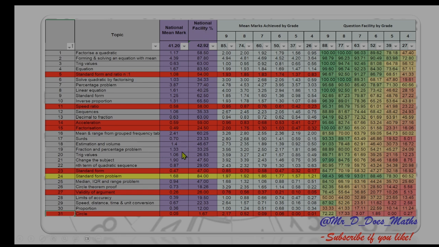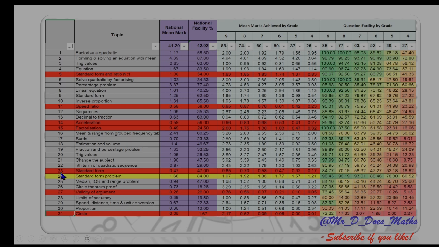Then I chose and placed the topics based on their national facility, which is why this circles question is an interesting one, because technically by national facility percentage it came out as the hardest, but actually for grade 9 students it wasn't their worst. You can see how that's kind of an anomaly. That was just so that the paper built up in level of difficulty.